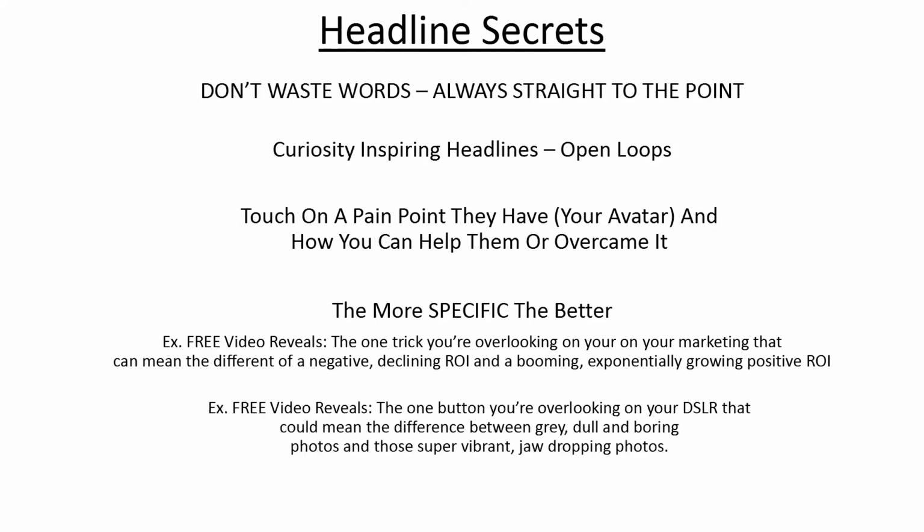The more specific, the better. Free video reveals the one button you're overlooking on your DSLR that can mean the difference between gray, dull, and boring photos and the most vibrant, jaw-dropping photos. The gray, dull, boring photos: a lot of people feel like their photos don't pop. That's a pain point. Then the result, how you overcame it: super vibrant, jaw-dropping photos, and I overcame it with one button, and you probably don't know about it, right? It creates more curiosity. It creates more questions than it answers, so it's going to get them to click.